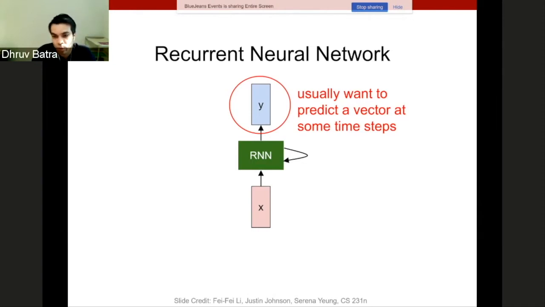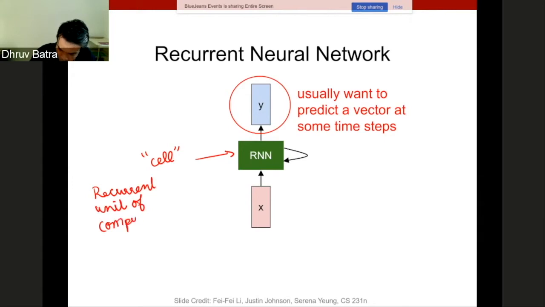And one notation that you will hear from us is that we will refer to this as a cell, or a unit of computation that is recurrent. You will often hear the term cell being referred to for that. And you will have an h variable used to refer to the cell hidden representation or cell state. You will hear both terms being used.